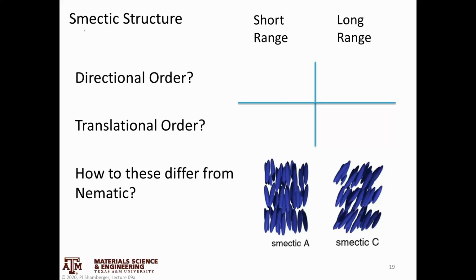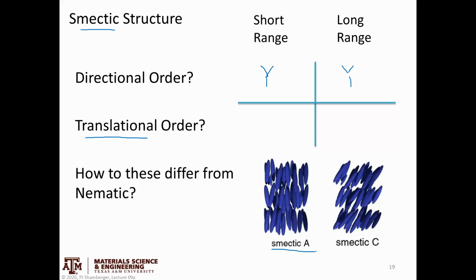The next class is called smectic structures, and these are a little bit different. The reason that they're different is because they have some additional translational order. So again, directional order, they tend to be pointing in the same direction as their surrounding molecules. If I go 10 to 100 molecules away, they're still kind of pointing in the same direction.